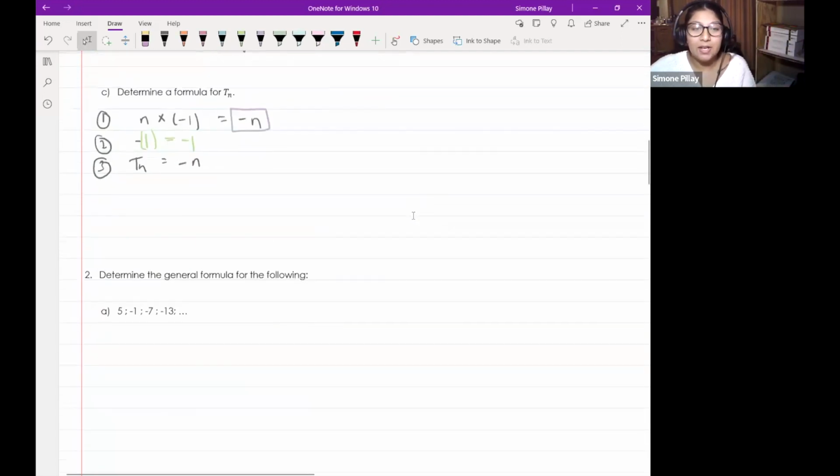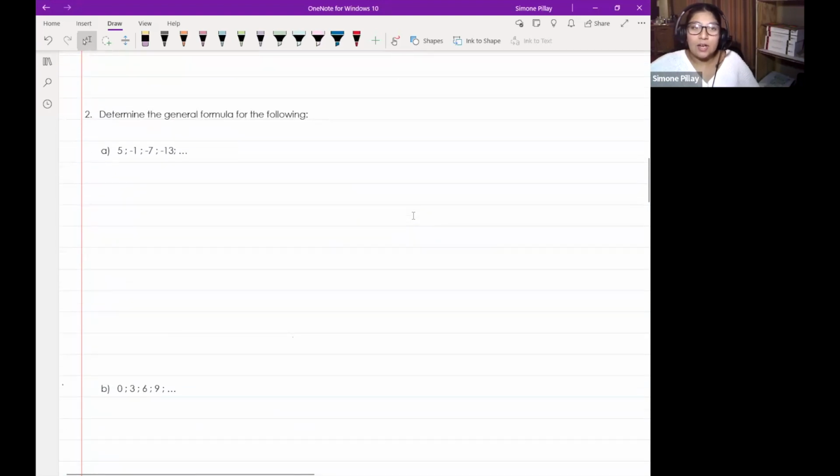Okay, great. So moving on, we are now at 2a. Determine the general formula for the following. When they say the general formula, they're just talking about my algebraic rule. And this algebraic rule is going to look something like Tn equals something n plus or minus something. So that's what you always have to look at.